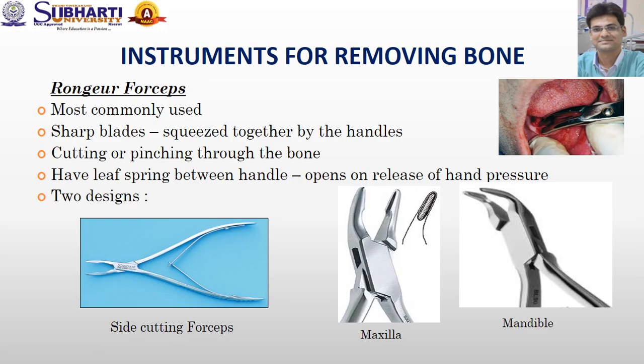Instruments used for removing bone: Rongeur forceps are most commonly used. The sharp blades are squeezed together by the handles, which allows cutting and pinching through the bone. They have a leaf spring between the handles, which allows them to open on release of hand pressure. They are available in two designs, side cutting and end cutting. End cutting is mainly used for removal of interradicular bone from the socket and also for removing sharp edges of bone. Blumenthal forceps has both end cutting and side cutting.